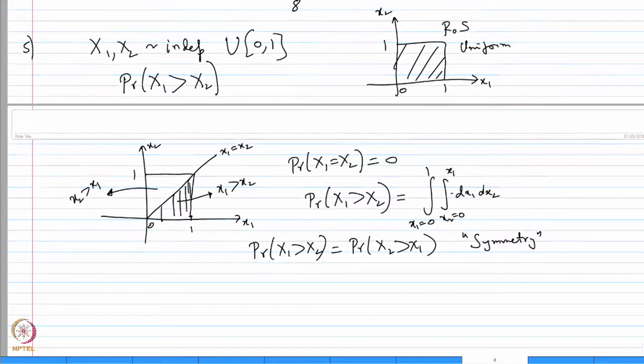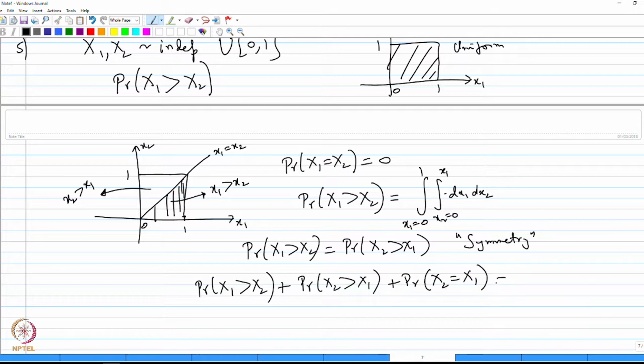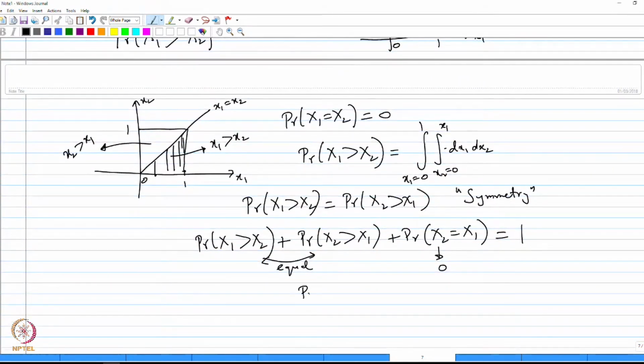Since these two are equal, what will be the sum of these two probabilities? Probability of x1 greater than x2 plus probability of x2 greater than x1 plus probability that x2 equals x1 needs to be equal to 1. This is like everything. The entire region of support can be split into the region where x1 is greater than x2, x2 is greater than x1, and x2 equals x1. These probabilities have to add up to 1. Now this one is 0, and these two are equal. So what should be the value of each of these? The value of each should be equal to half.